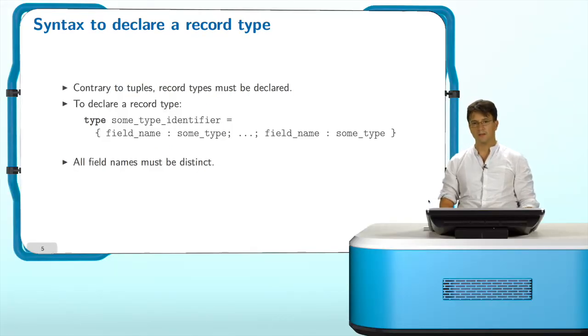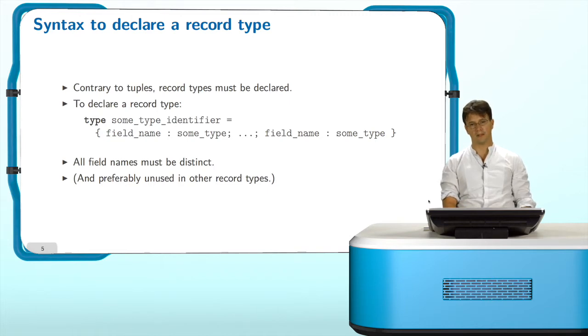One constraint is the fact that all field names must be distinct. And also, it is better, and we'll come back on that, to use names for fields that are not used in other record types.